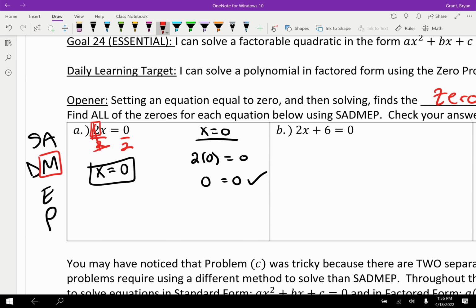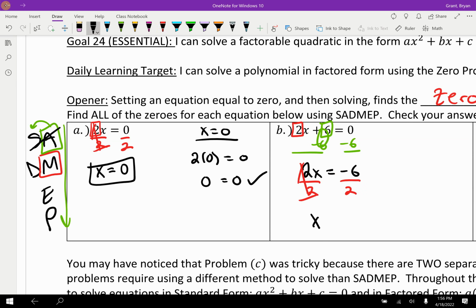If we look at our next one, we have a 2 that's attached by multiplication and a 6 that's attached by addition. So SADMAP, of course, works from the top to the bottom. So we start with addition and subtraction. We undo addition with subtraction, so we subtract that 6 from each side. That leaves me with 2 times x equals negative 6. Took care of the addition. Now we have to undo the multiplication. Just like before, we divide by 2, and we end up with negative 3.